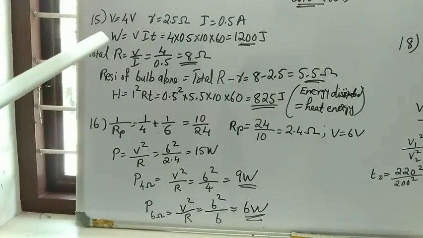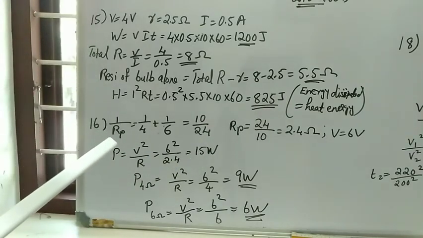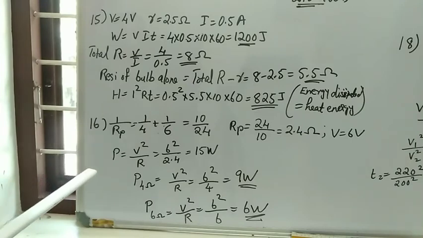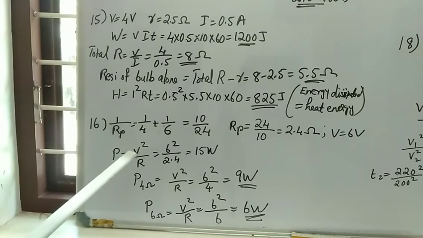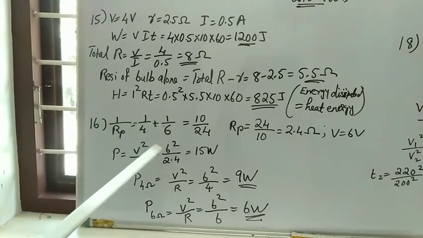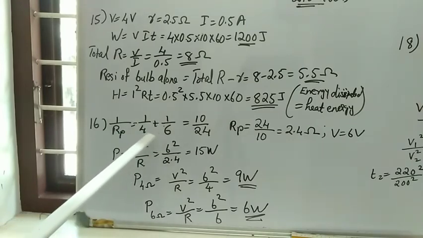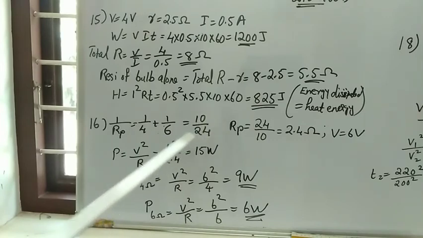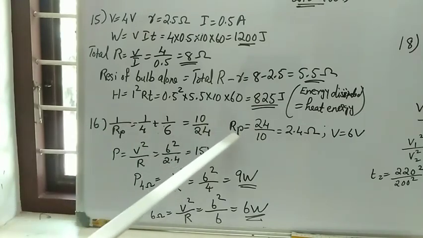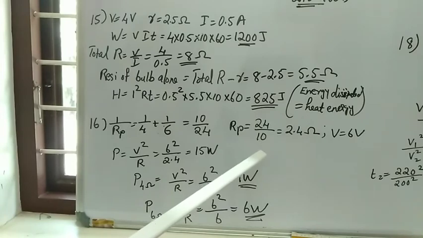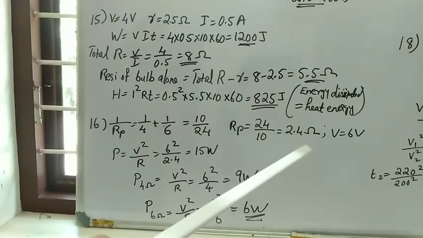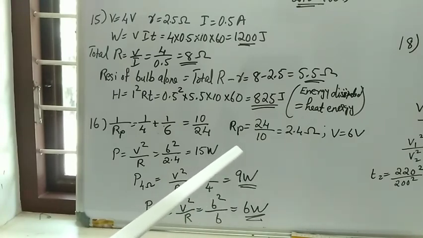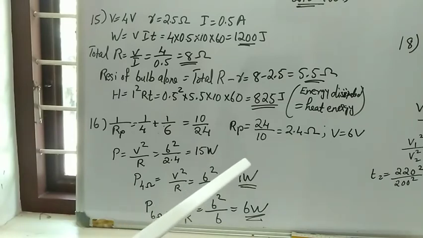Next question number 16. Two resistors A and B of resistance 4 ohm and 6 ohm respectively are connected in parallel. So 1 by Rp is equal to 1 by 4 plus 1 by 6. Since the two resistors are connected in parallel, we will get 10 by 24. Now taking the reciprocal, Rp is 24 by 10. We will get 2.4 ohm. So the resistance of the two resistors together is 2.4 ohm.